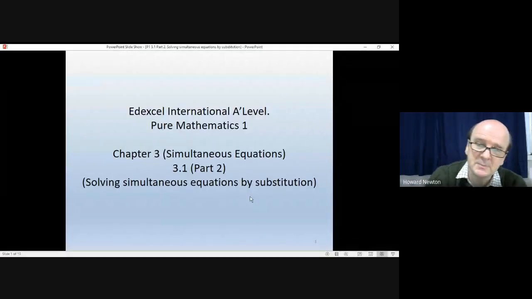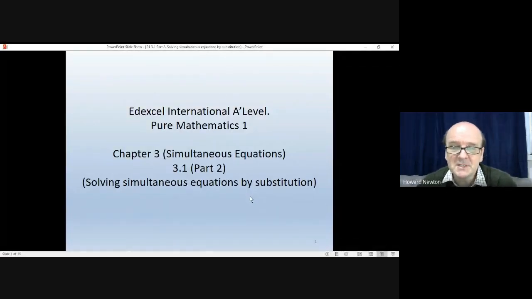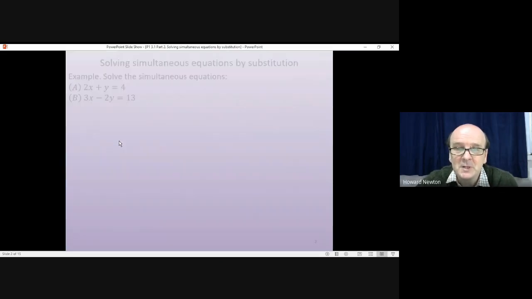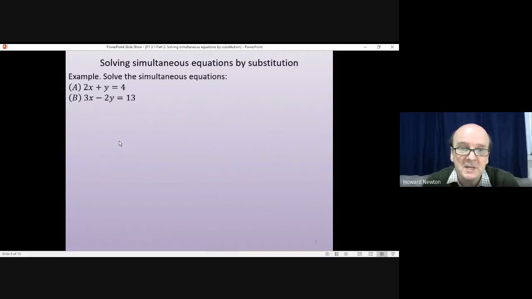We're on Chapter 3, Simultaneous Equations, and we're on the second lesson, which looks at how you solve simultaneous equations using substitution. Substitution is the most important method for solving simultaneous equations, and if you do higher maths, substitution is almost certainly the method that you will have to use when you solve more complicated simultaneous equations. We'll have a look at an example together, and then I'll give you 3 questions to have a go at yourself. But first of all, we'll have a look at this.